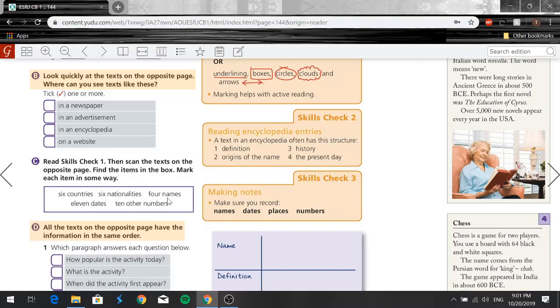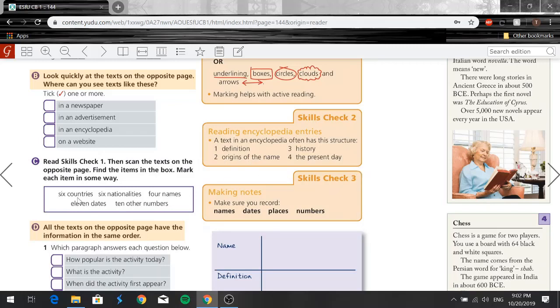Then you have names, pretty simple, 11 dates, and 10 other numbers. Also remember that numbers can come after words like more, than, about, and over. But also know that numbers can come in the form of words. So not just numbers themselves, but also words. Simple stuff. Pause the video and do this exercise. So, I hope you're able to do it. Now, let's check our answers together.